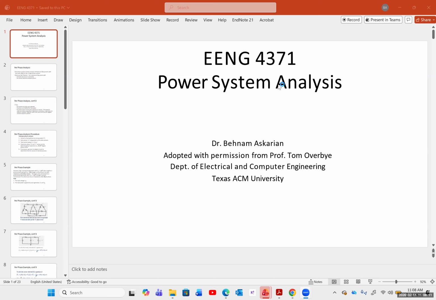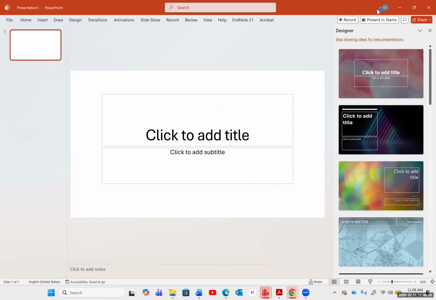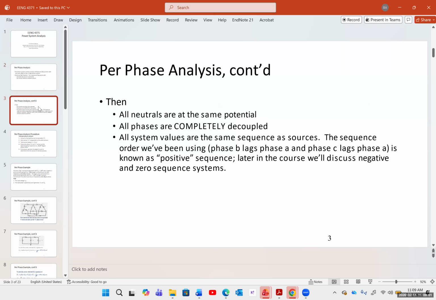We spoke a little bit about per phase analysis. Today we will dive deep into per phase analysis and how we do it. Per phase analysis is used for balanced three-phase analysis, and it's to simplify three-phase analysis. Instead of doing the analysis on all three phases, we pick one phase and we do our analysis on that one phase. So it's like treating a three-phase system like a single-phase system. In a balanced three-phase system, all loads and sources are Y connected, and we have no mutual inductance between phases. We would neglect that.